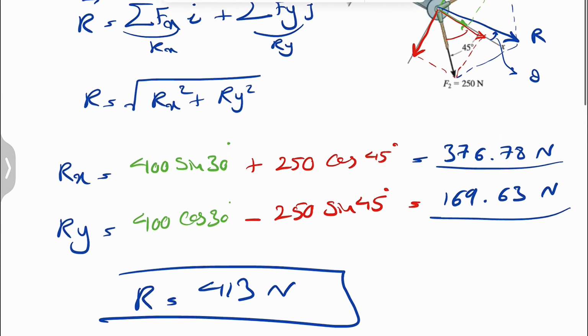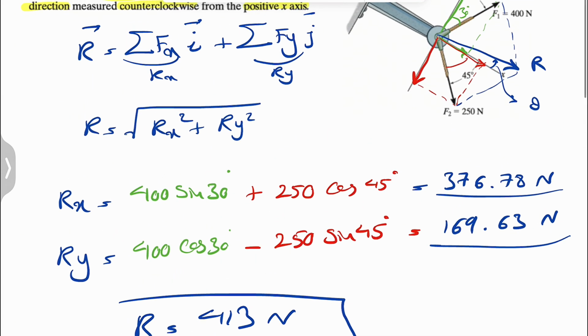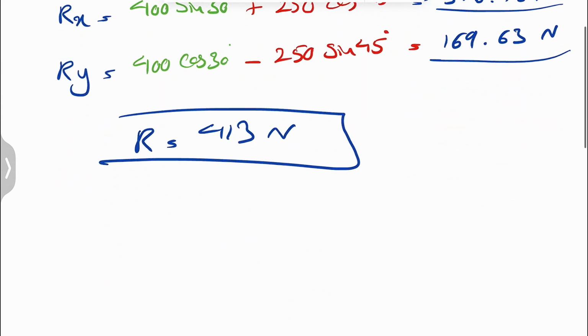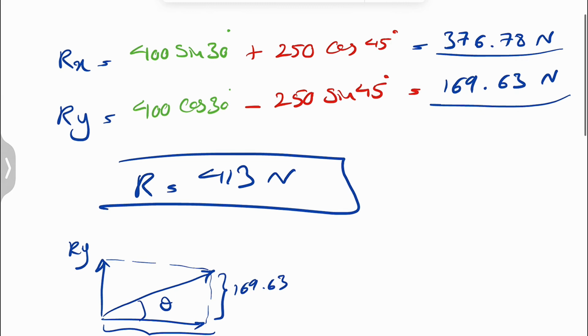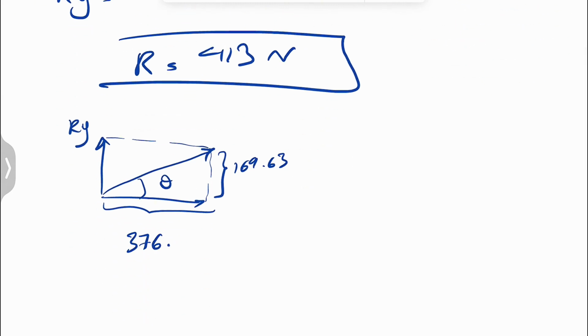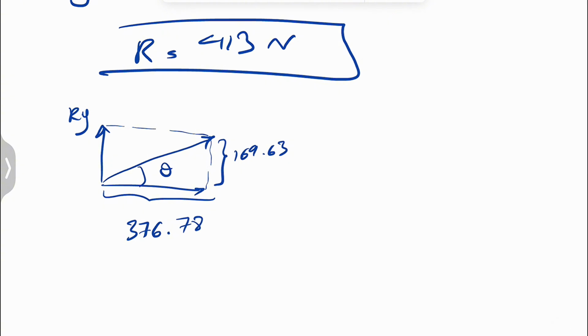And now we have to find that angle theta, and that angle theta, basically we have Rx and Ry here, and this is our R, and we're looking for this angle theta. So this side would be our Ry, which is 169.63, and the base would be the Rx, which is 376.78. So all we need to do is just looking at this right triangle that we have. So theta would be tangent inverse of the opposite, 169.63 over the adjacent, 376.78.